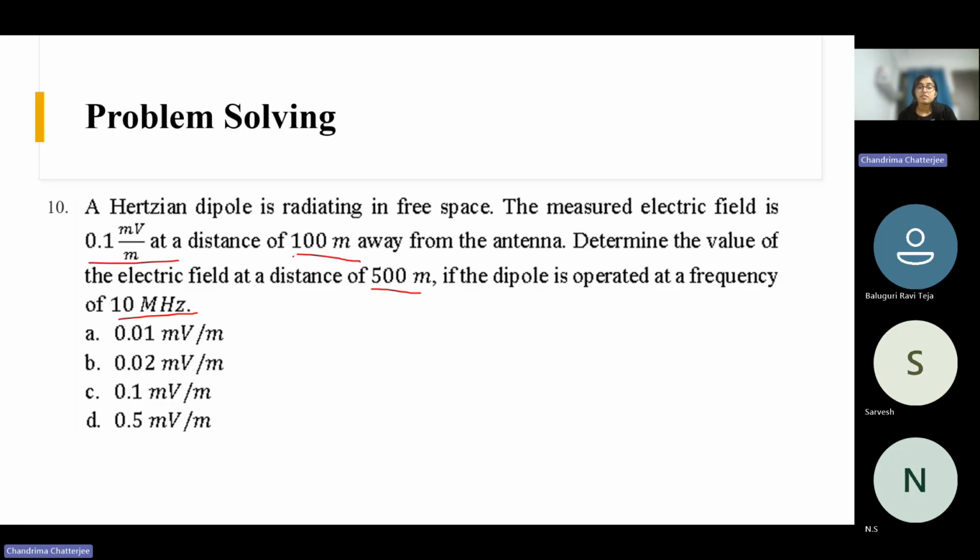See, here first the r is given 100 meter, and what is the electric field at 100 meter? 0.1 millivolt per meter. We know that E is inversely proportional to r. If you just consider the far field one, at 100 meter it is 0.1 millivolt per meter, then at 500 meter, what will be the field? Just divide 0.1 by 5, so 0.02 millivolt per meter.